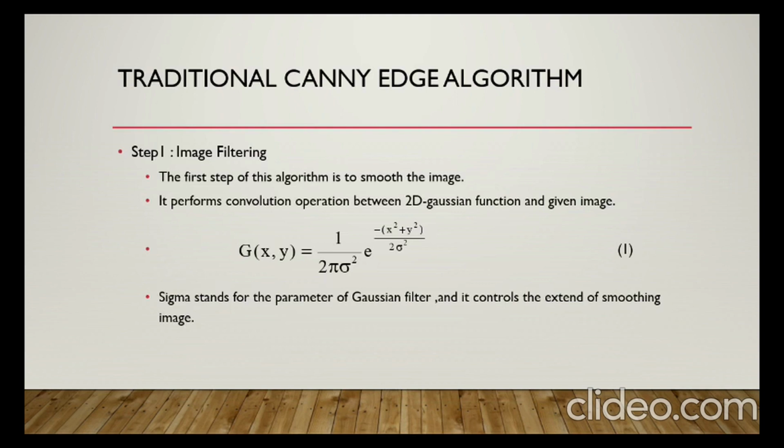In this first step, we smooth the image with the Gaussian function. This Gaussian function is a 2-dimensional Gaussian function, and its property is that it removes the noise and gives the information about the edges. The equation for this is equation 1, where sigma is the Gaussian filter parameter. This sigma controls the extent of smoothing of the image. That means if sigma is large, the smoothing is also large.